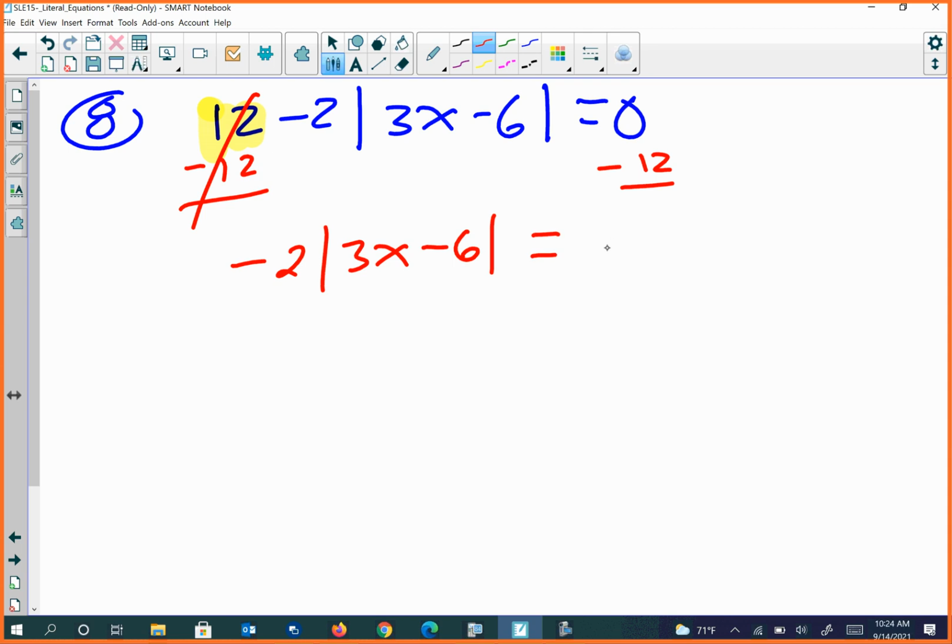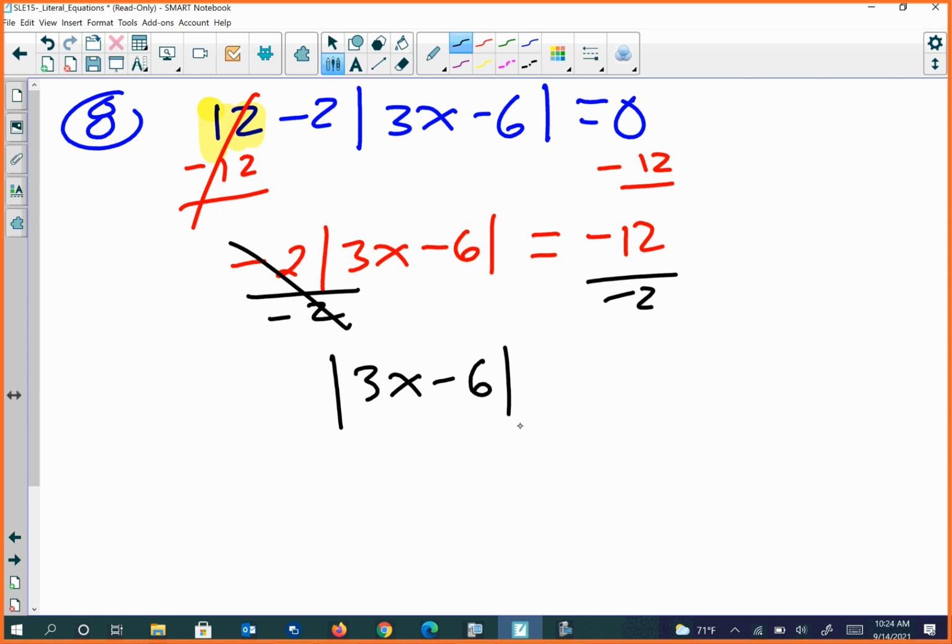0 subtract 12 is negative 12. Now, some people might say, oh, sweet, it's equal to a negative, therefore it's no solution. That only works if the absolute value is all by itself. I still have a negative 2 attached to that absolute value. So I'm going to divide each side by negative 2. Those cancel. Negative over negative, positive. 12 over 2, 6.